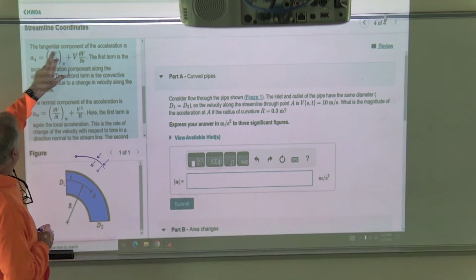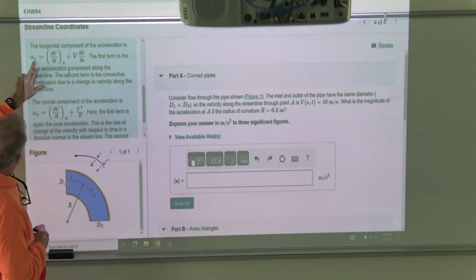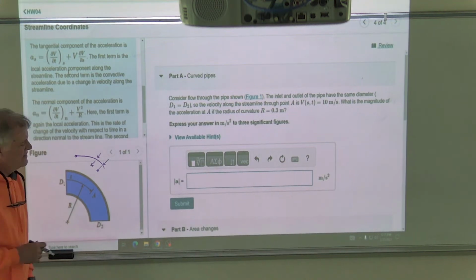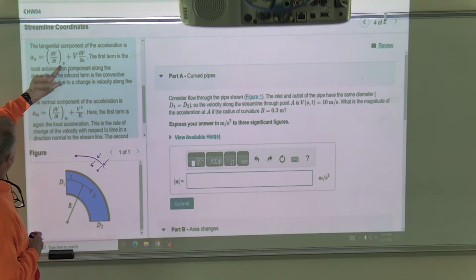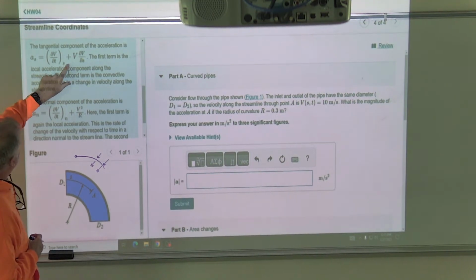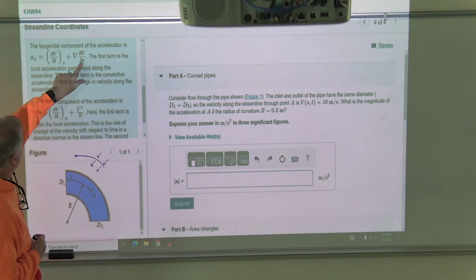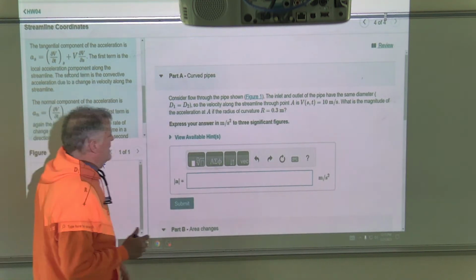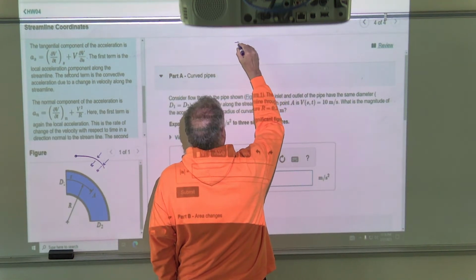Okay, so the tangential component of the acceleration is, I guess that's it. Let me see, is that S? Yeah, it looks like it. S, okay. Along the streamline, the change in velocity along the streamline times the velocity times the derivative along the streamline. Why does it look like this? And let me give you an idea of why it looks like that. So we'll do it along this way.